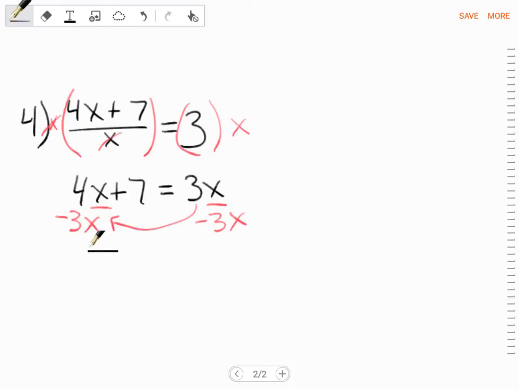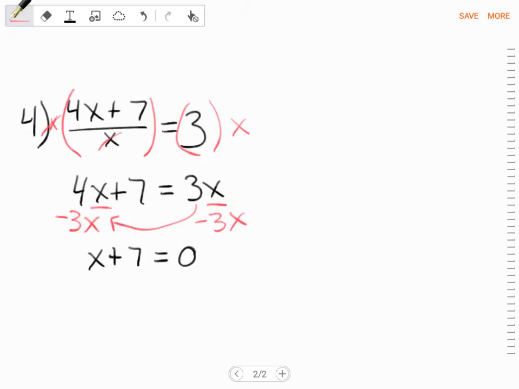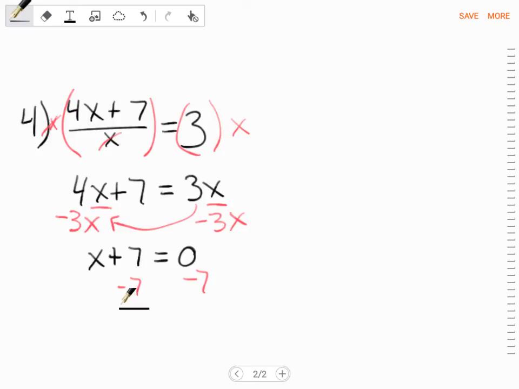4x minus 3x is just going to give me a single x. I still have plus 7. And now on my right side, I have 3x minus 3x gives me nothing left. Okay? So if I want to finish this off, I still need to get x by itself. In order to do that, I need to do the inverse operation. We've got plus 7 here, so we're going to subtract 7 on both sides. And we will end up getting x equals negative 7.